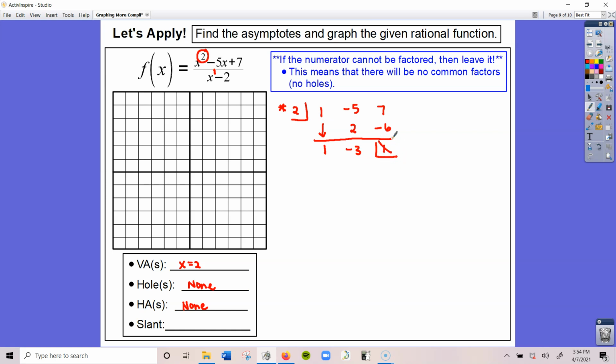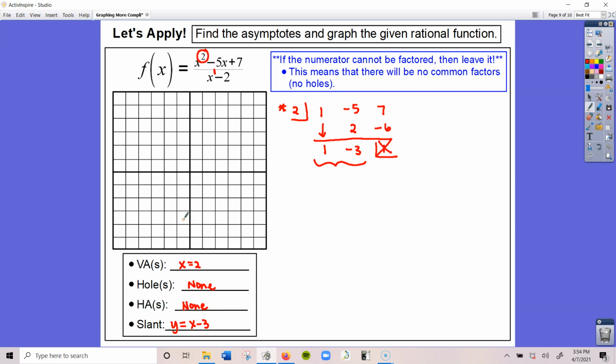But remember that the remainder is not going to do anything for our slant. This is what represents the slant. This is x, and this is the y-intercept. So we have a slant at y equals x minus 3.